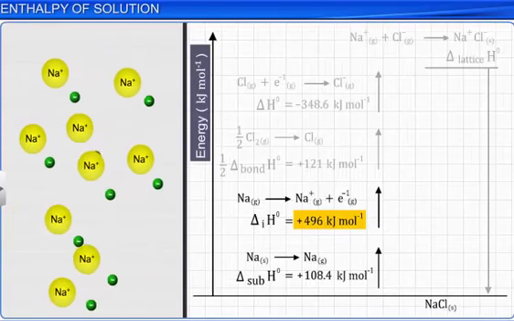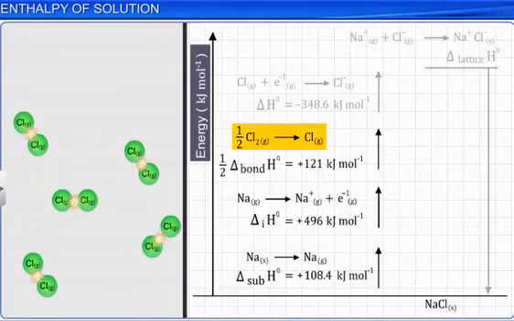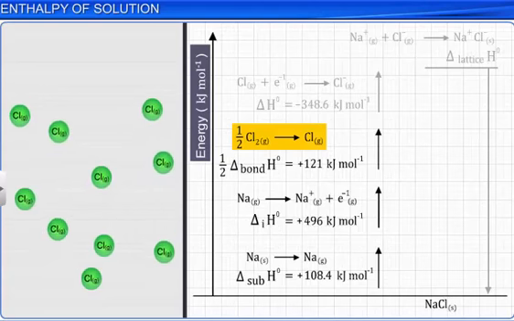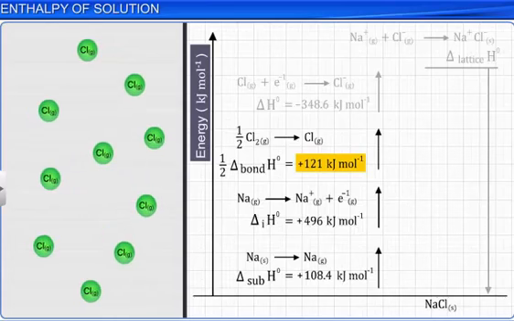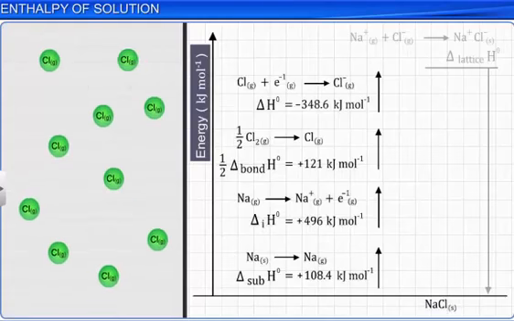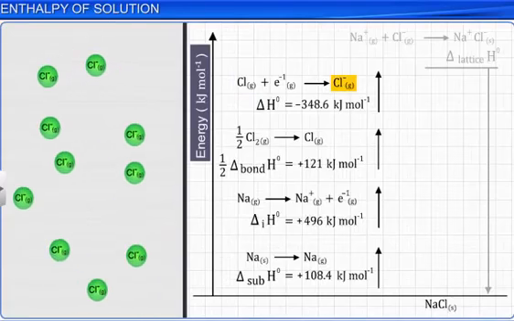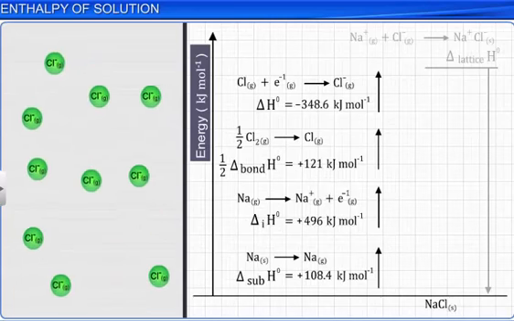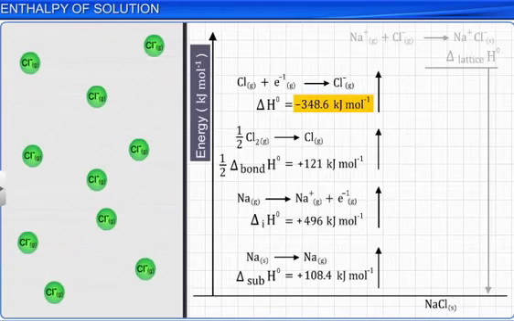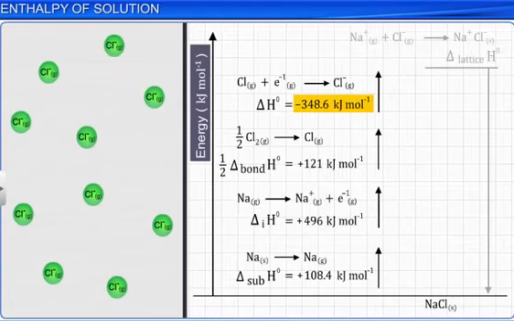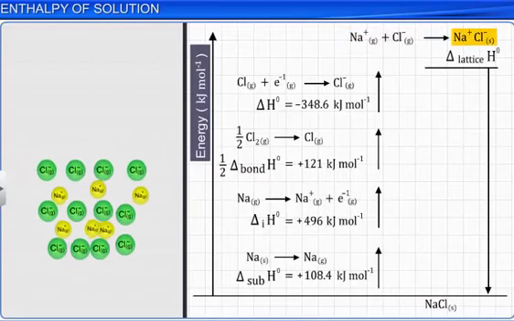Similarly, the dissociation of chlorine takes place, and the enthalpy of dissociation is plus 121 kilojoules per mole. This is followed by chlorine atoms changing into chloride ions. Chlorine gains an electron, and the electron gain enthalpy is minus 348.6 kilojoules per mole. Finally, the gaseous ions combine to form solid sodium chloride. The enthalpy change involved at this step is known as lattice enthalpy.